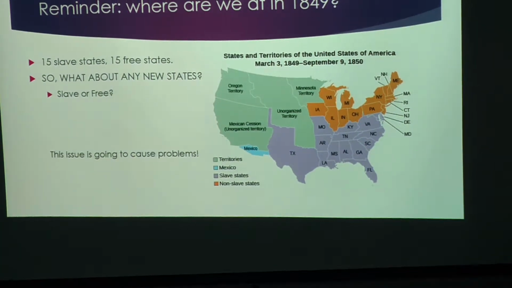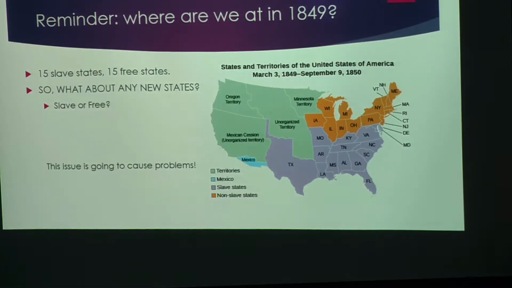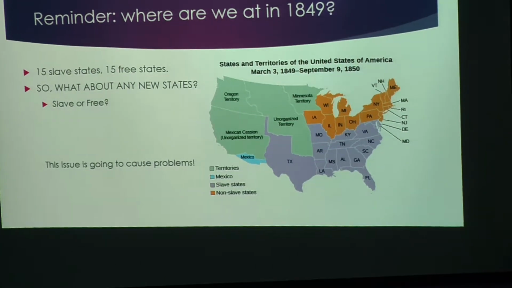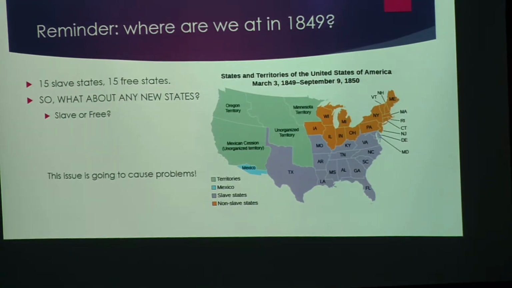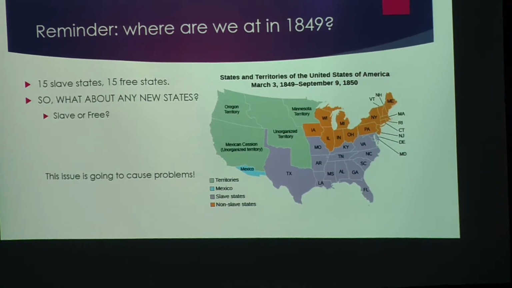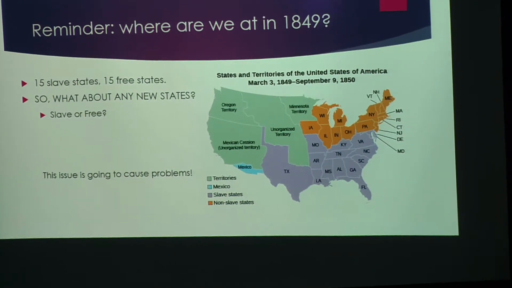So, after the Mexican-American War, we get all that land in the Mexican Cession. California is going to want to come into the United States. That's going to threaten to upset that balance of power. It's going to be a big decision. How do we handle this?